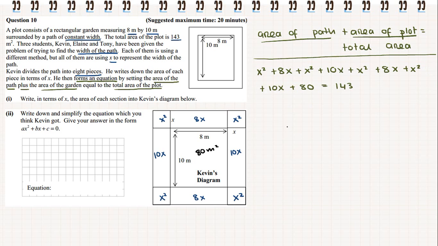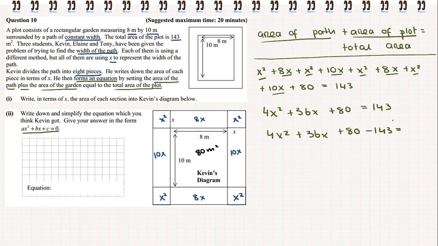So we just need to simplify this so that it's in the form ax squared plus bx plus c. First of all, we're going to find the sum of all of the x squared terms. That's going to give us 4x squared. Now the x terms, we have 8x plus 10x plus 8x plus 10x. This gives us 36x plus 80 equals 143. So our next line, we have plus 80 minus 143. So we have 4x squared plus 36x minus 63 equals 0.